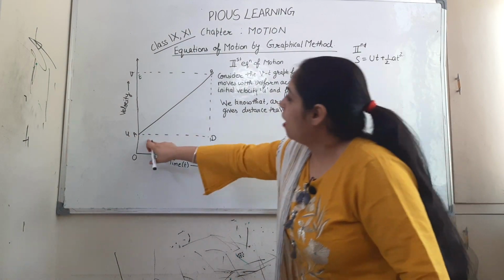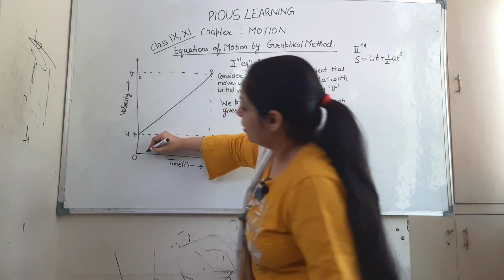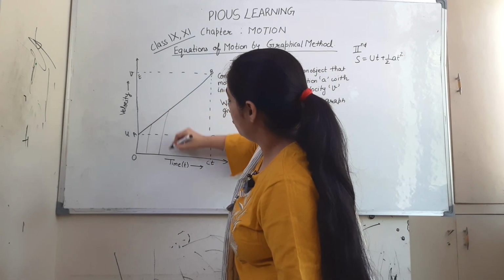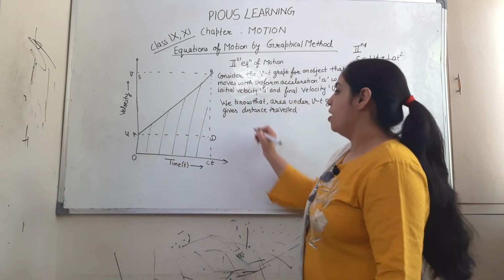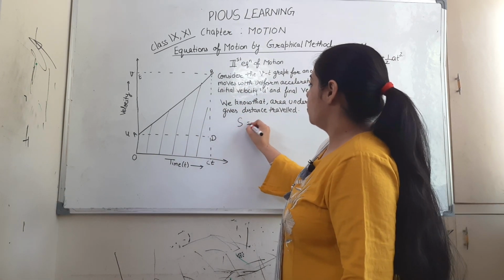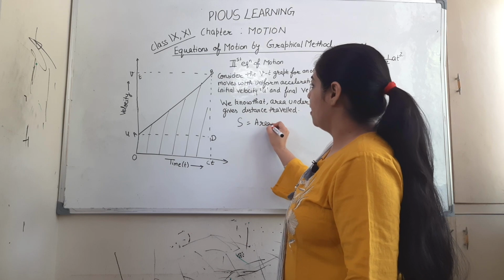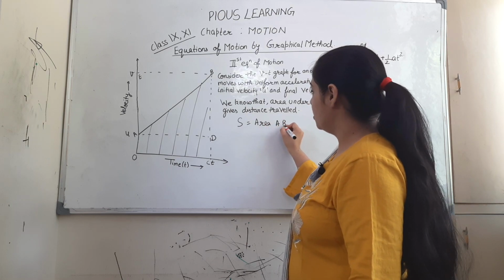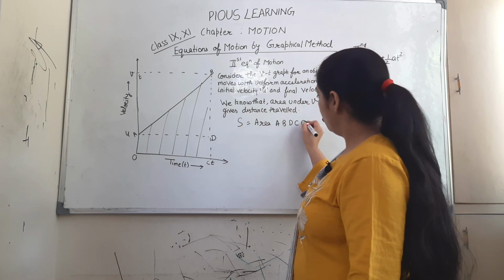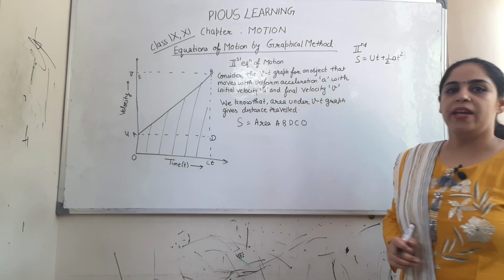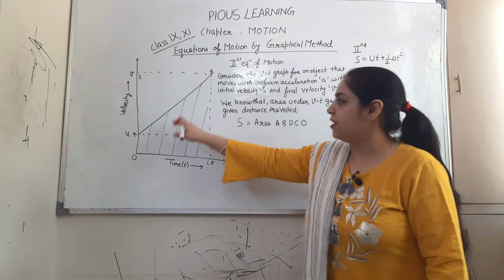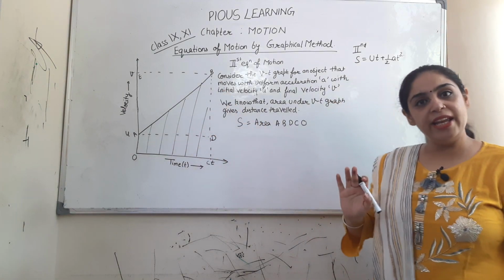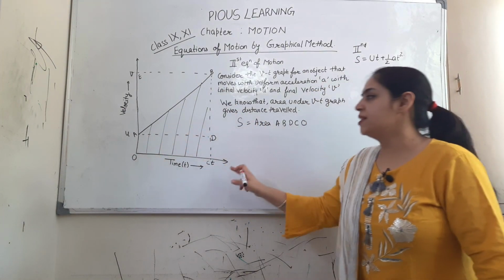Now what will be the area under curve AB? This is the whole area which is under the AB curve. Now S is equal to area. What is the area? Area ABDCO, this whole area. Okay, ABDCO. Now this could be written as the area of triangle ABD and the area of this rectangle.